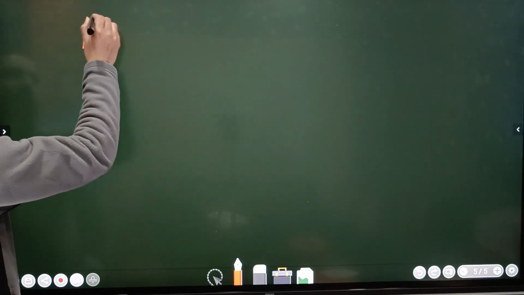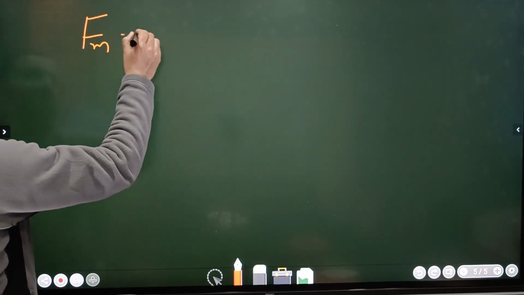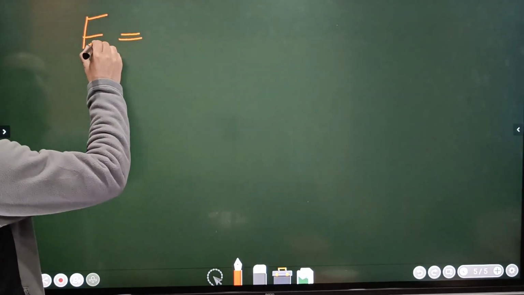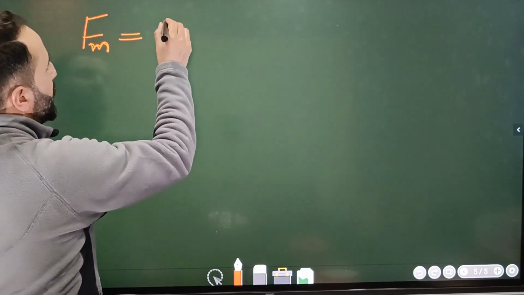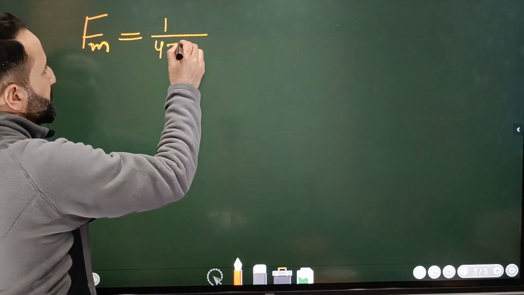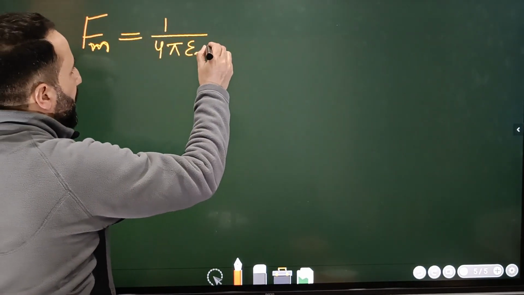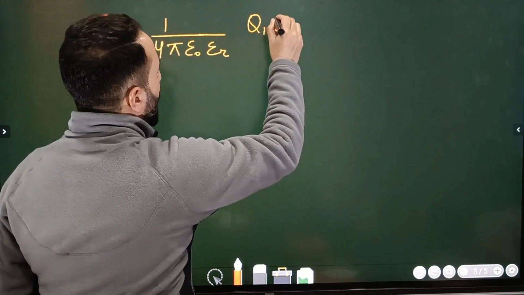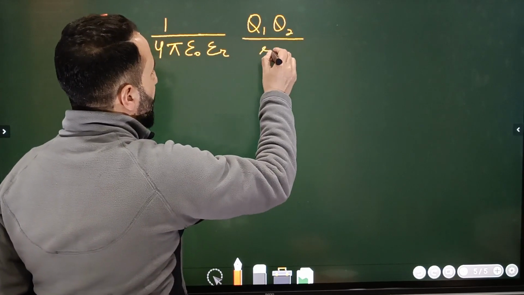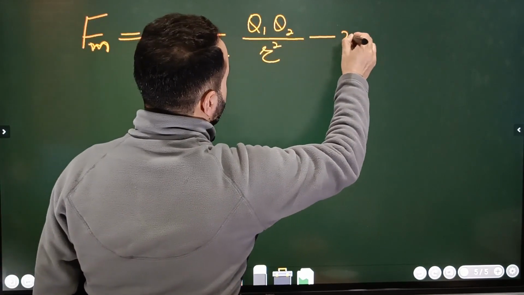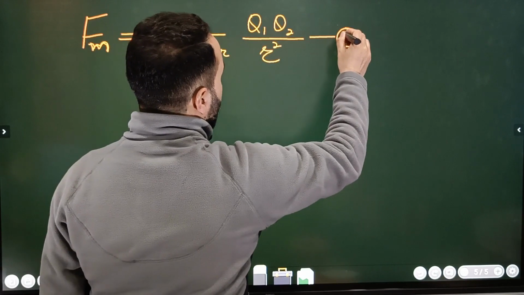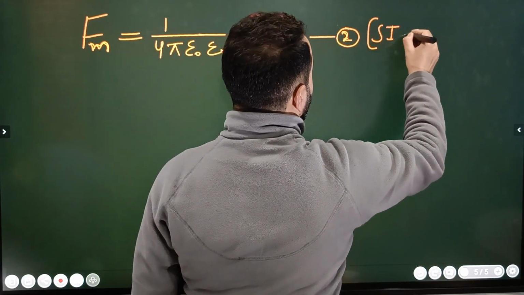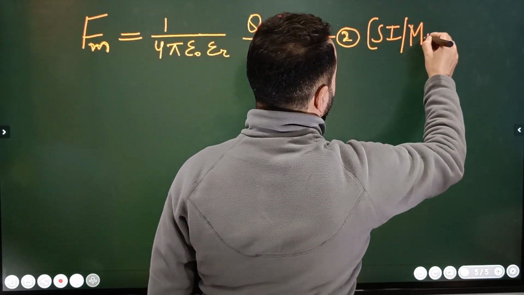Pay attention here. Equation number first is like this: Fm is equal to what? Where m stands for material medium. This is the equation when there are 2 point charges separated by a medium. Its value is equal to 1 by 4 pi epsilon naught epsilon r, multiplied by the product of charges Q1 Q2 divided by r square. This is our equation number second, and it is true when the system of units you use is SI and there is some material medium separating the 2 point charges.